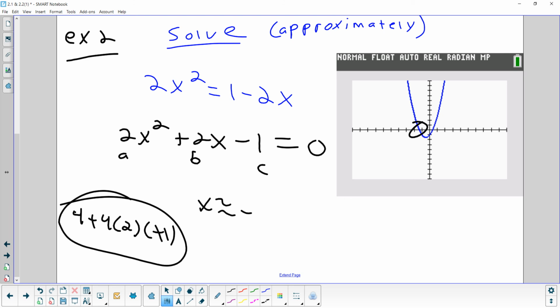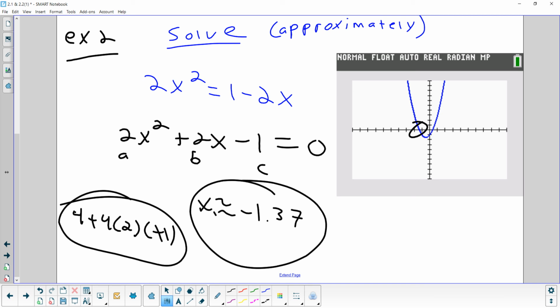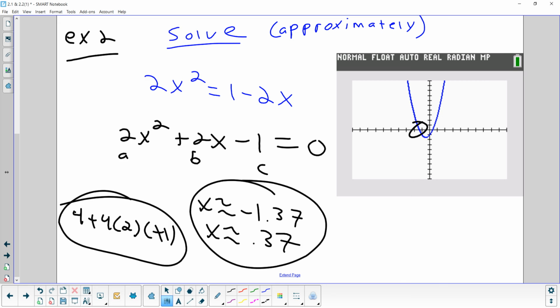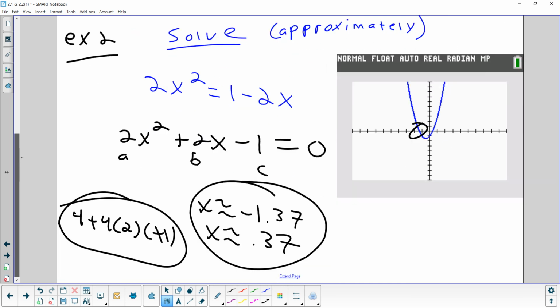And that's approximate, which is fine. So we'll just say x equals negative 1.37. Or, second calc, zero. Pick a point to the left, pick a point to the right, do your guess, and we get 0.37. So those are my two roots, or my two zeros, to this equation. Write them as a coordinate and you have your x-intercepts. Questions on that?